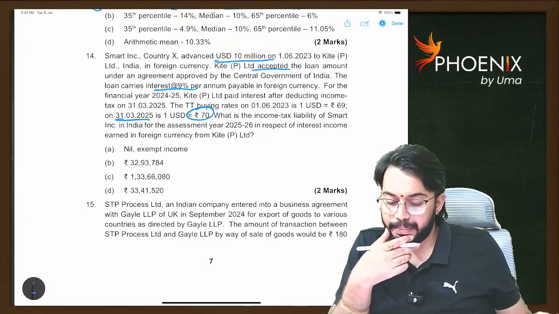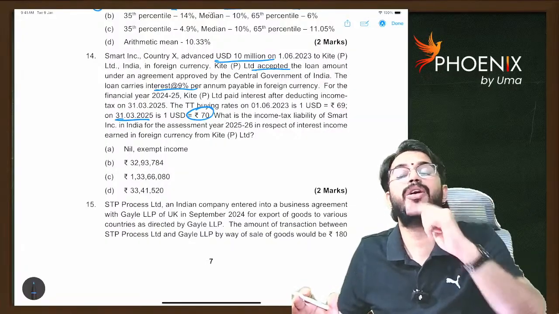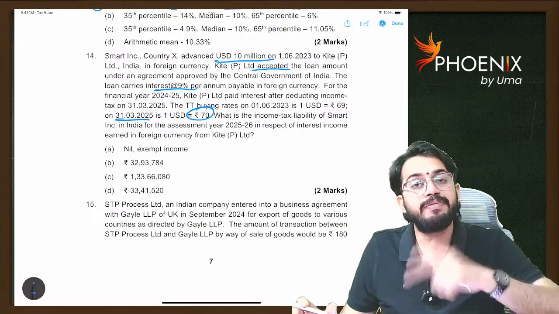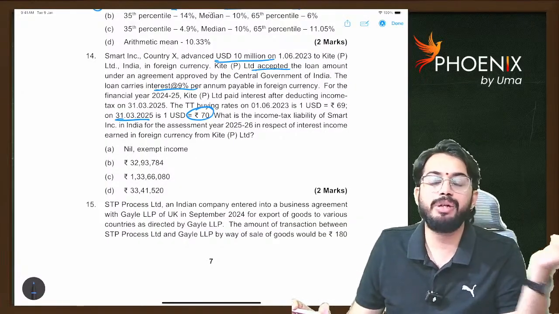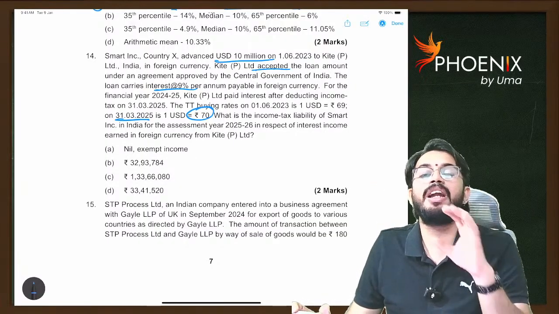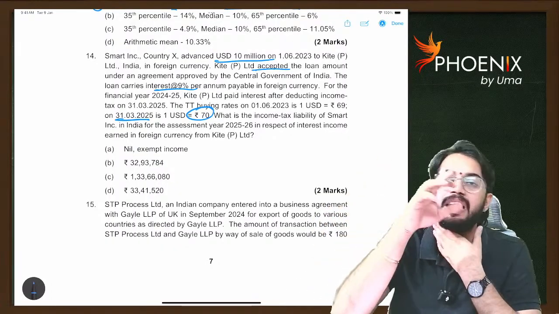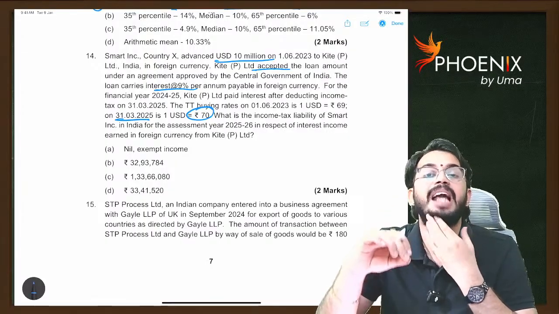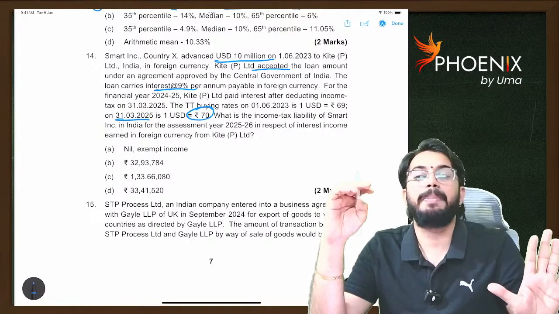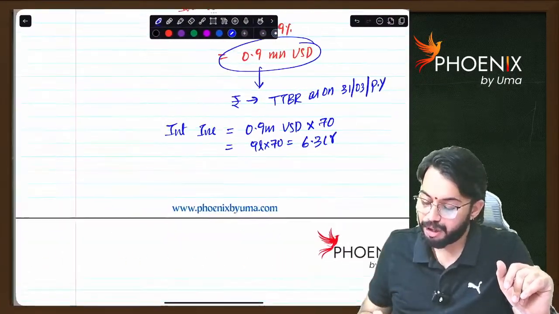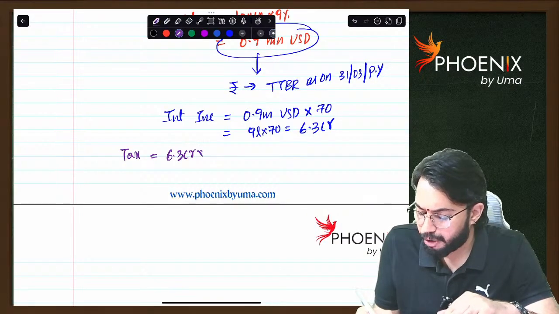What is the income tax liability? See here, whenever non-resident gives foreign currency loan to Indian company or business trust, this we have discussed in NR taxation revision also. If foreign currency loan is given before 30th June 2023, then on whatever interest income is paid now, tax rate applicable is 5%. TDS will also be deducted at the rate of 5% plus applicable surcharge plus HEC. So here how much is the tax? Tax is 5%. 6.3 crore into 5%.